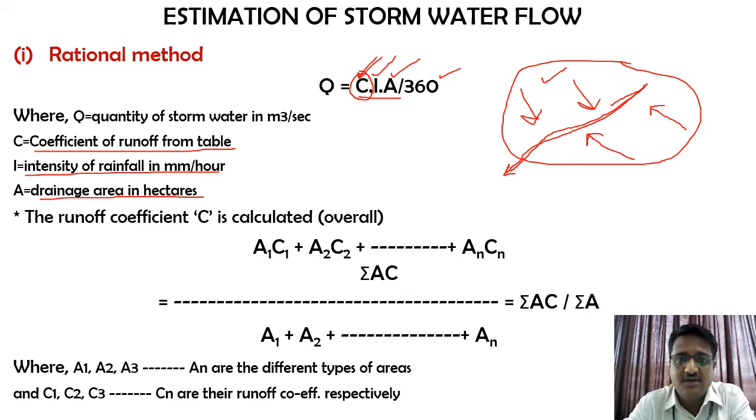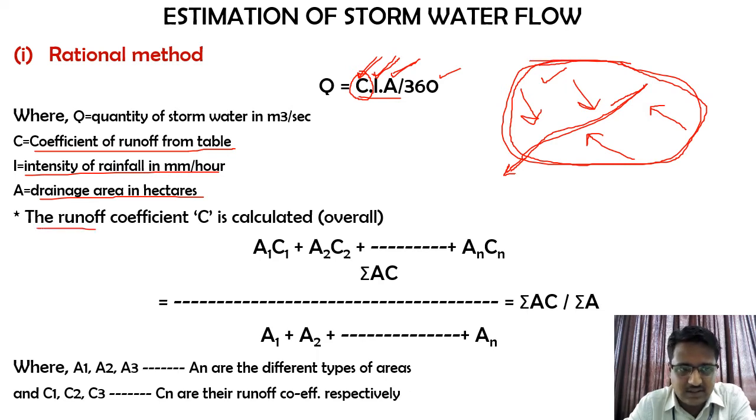So we have a different value of C for different surfaces, which we are going to see in the next slide. Next is the intensity of rainfall. As and when the intensity is more, more quantum of runoff is going to be generated. Third is your area, the entire surface area, or the drainage area or catchment area, as we call it. That entire surface area will be considered here.